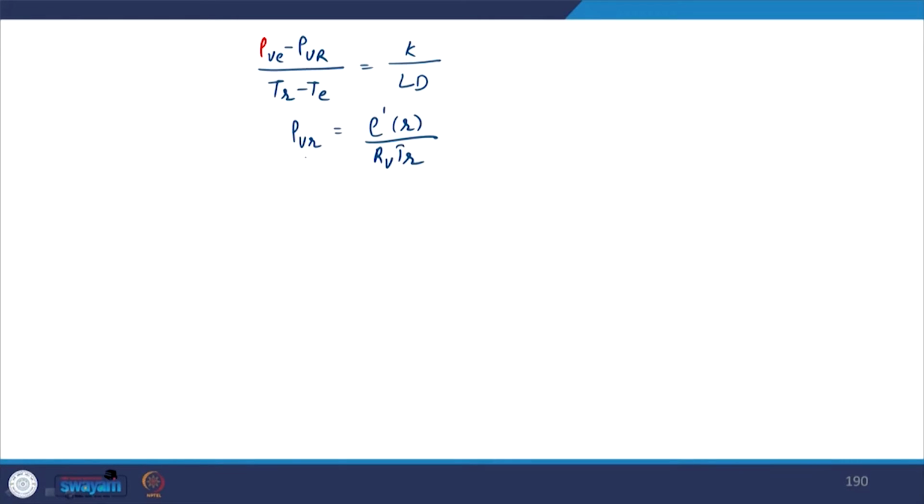What is this? The density, this is very important. Of course, this is just an ideal gas equation. This is the density of vapor at the surface of the droplet. This is the curvature term involved here.